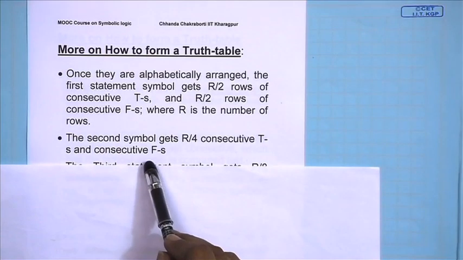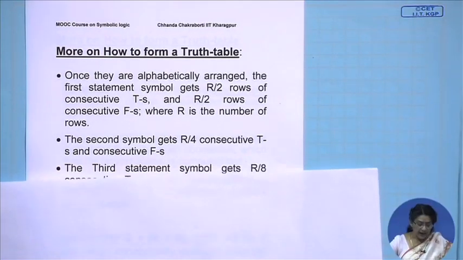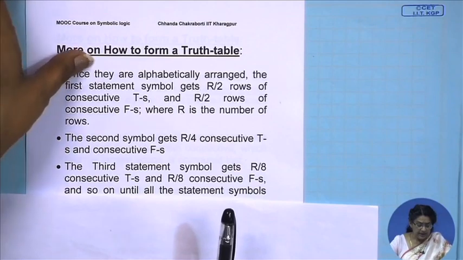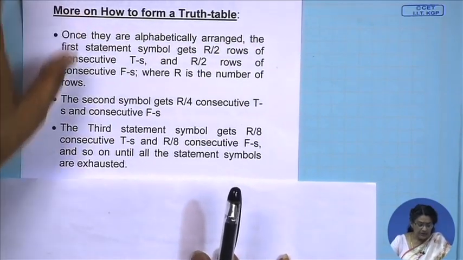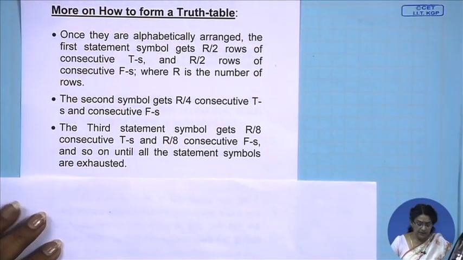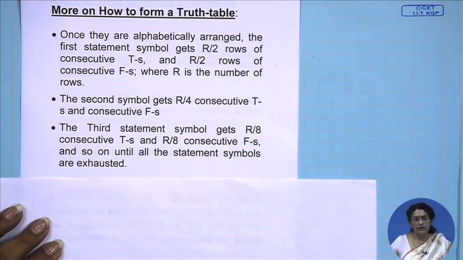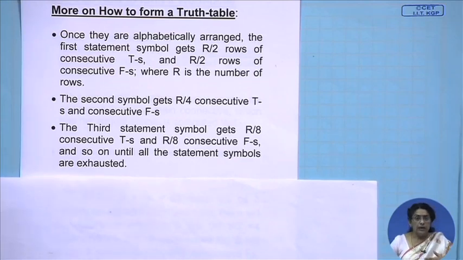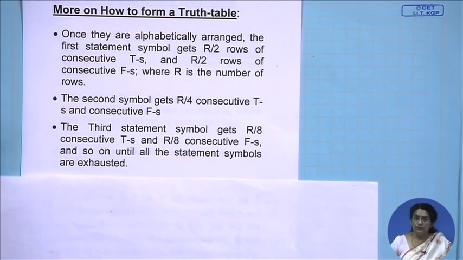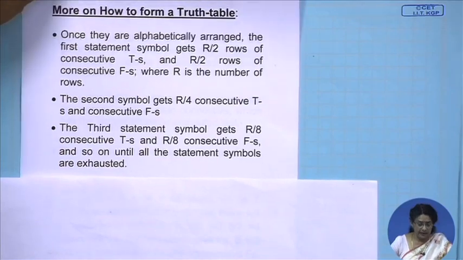The second symbol gets R by 4 consecutive T's and R by 4 consecutive F's, and the third symbol gets R by 8 consecutive T's and R by 8 consecutive F's, and so on, until all the statement symbols are exhausted. This is how we go. If that is already clear to you, wonderful. If not, we will take an example.